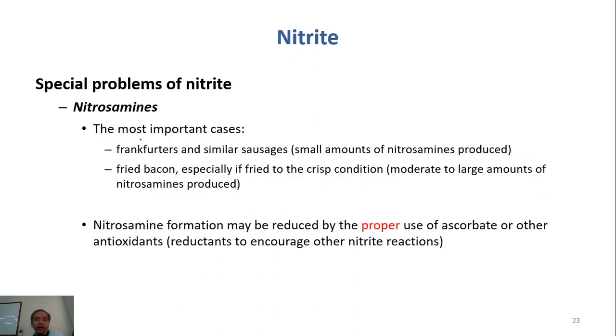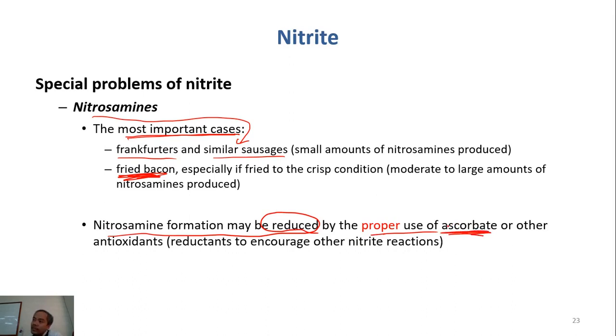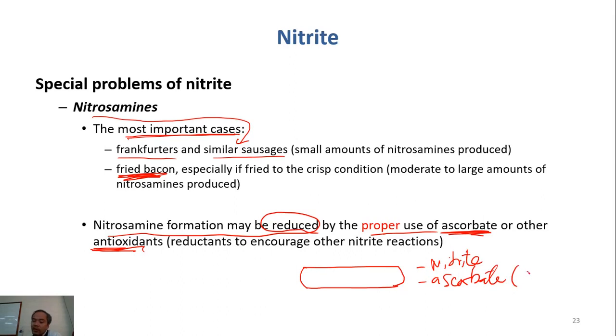The important cases in the past were nitrosamine formed in frankfurters, similar sausages, and in fried bacon. Nitrosamine formation may be reduced, this is good, by proper use of ascorbate, from ascorbic acid, or other antioxidant. So today when you buy frankfurter sausages or hot dogs, you look at the ingredients, you will see that they list nitrite and they also use ascorbate. Ascorbate, sometimes erythorbate. Later on you will see this name. So for this reason and other reasons they use it.